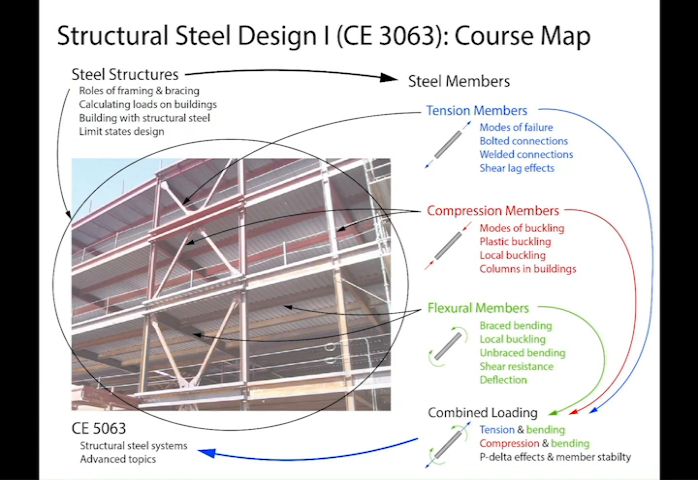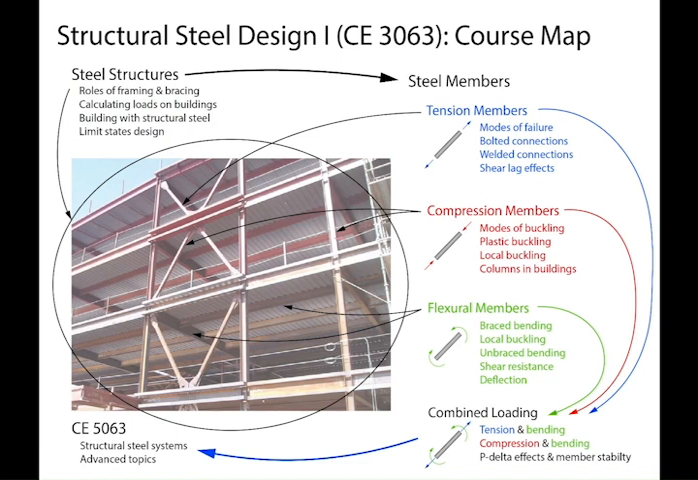Now I'm going to start talking about the things that we're going to talk about in this course. This is the course map. I'm going to bring it up every time we come back and finish a topic. We're going to come back to this and see, okay, where are we and where are we going? And so we're going to start by talking about steel structures. We're going to talk about the role of bracing and the role of framing, how steel structures are built.